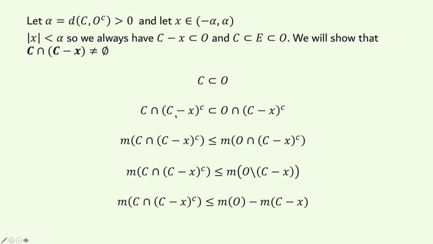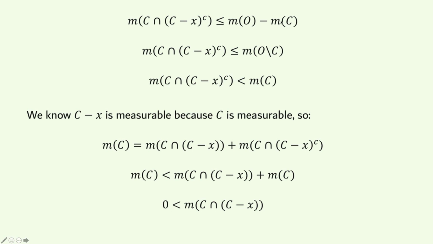So we're going to intersect C minus x complement on both sides. And because the measure is monotonic, we know that the measure of C intersection C minus x complement is smaller or equal than the measure of O intersection C minus x complement. And this is just a set subtraction, right? It's O minus C minus x. And because C minus x is inside of O, we can then transform the set difference into a difference of two measures. And the measure of C minus x is actually just equal to the measure of C.